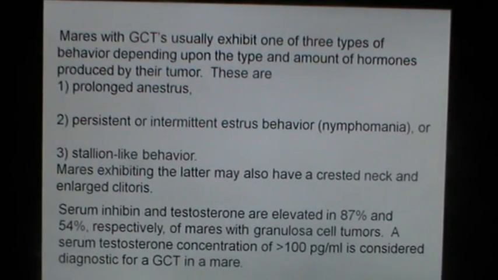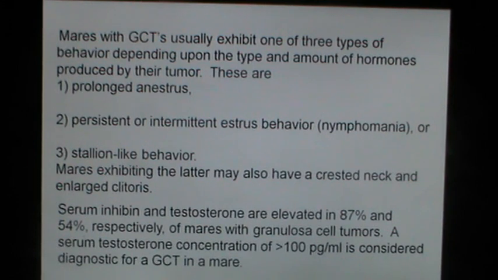Mares with GCT usually exhibit one of 3 types of behavior depending upon the type and amount of hormones produced by the tumor. These are prolonged anestrus, persistent or intermittent estrus behavior, or stallion-like behavior. Mares exhibiting the latter may also have a crested neck and enlarged clitoris. Serum inhibin and testosterone are elevated in 80% and 54% respectively of mares with granulosa cell tumors. A serum testosterone concentration of greater than 100 picograms per ml is considered diagnostic for a GCT in a mare.